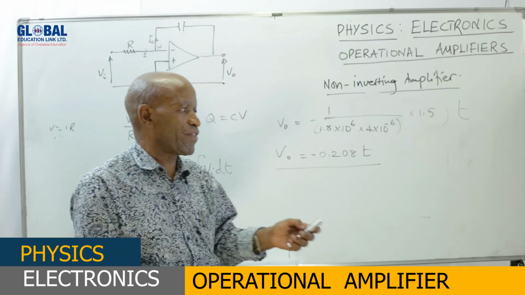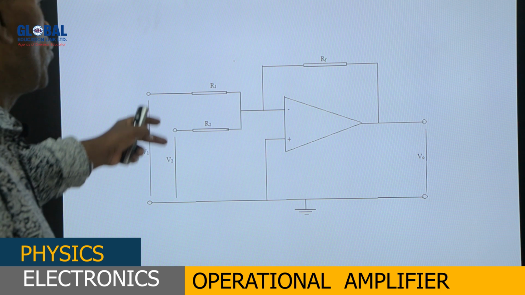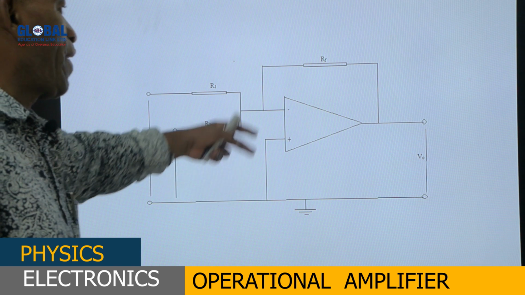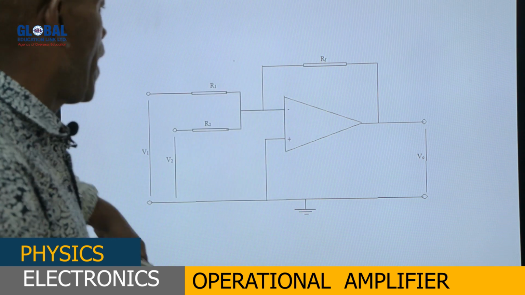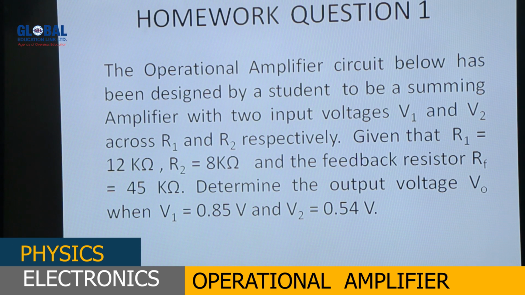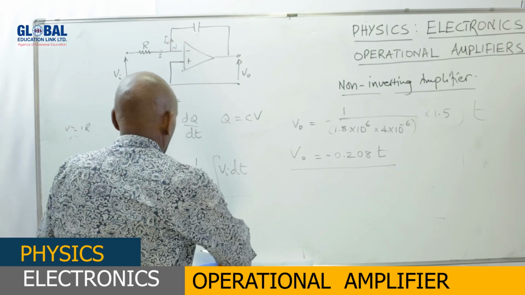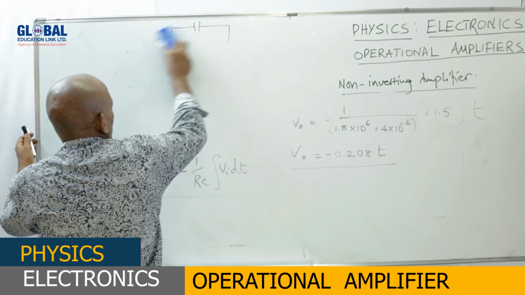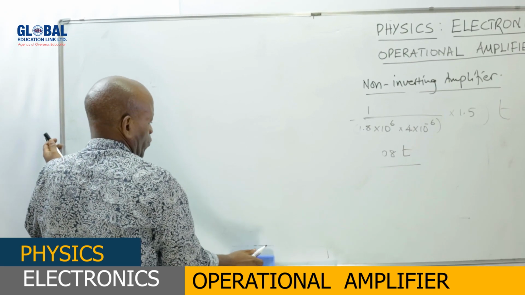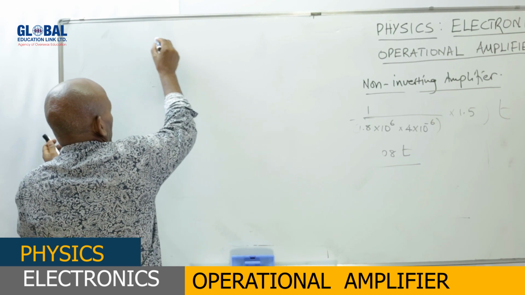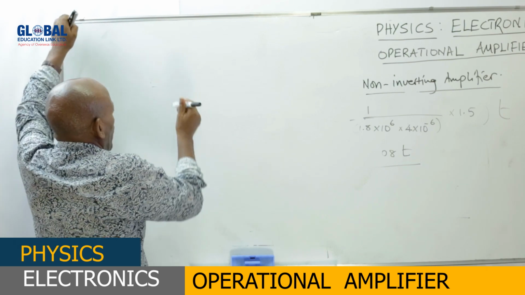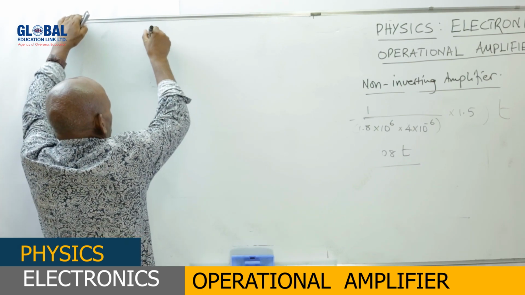Our circuitry is just like this. So we have two input voltages, V1 and V2, across R1 and R2. We are given the value for the feedback resistor, and we are being asked to determine the output voltage V0 there. So that is the question we have, and having been given that question, you just have to use the formula we applied for the first case, whenever we are taking our operational amplifier as a summing amplifier.